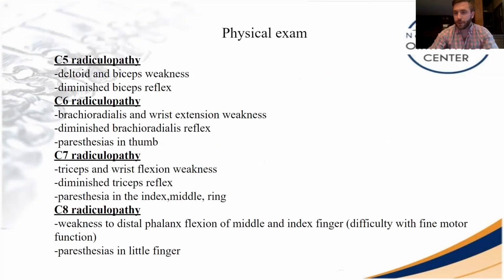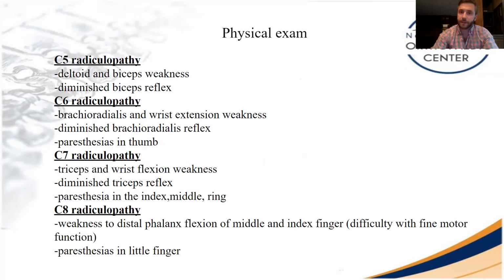So first step is physical exam. You want to know where the pain is going to. You want to know what symptoms they've been having. So a patient who has a C5 radiculopathy will have weakness in their deltoids, their biceps, and it's the biceps reflex that we check. C6 is more brachioradialis, wrist extension, brachioradialis reflex.